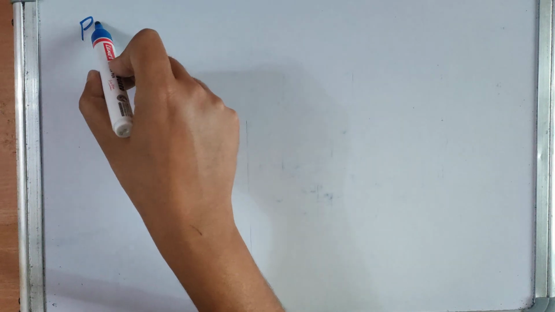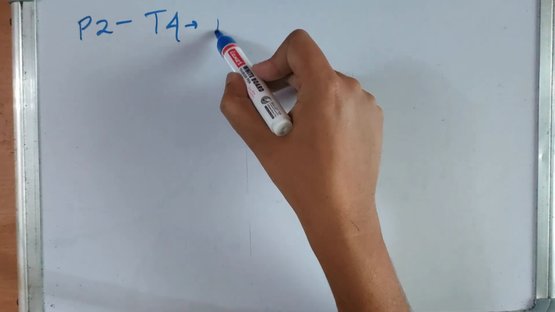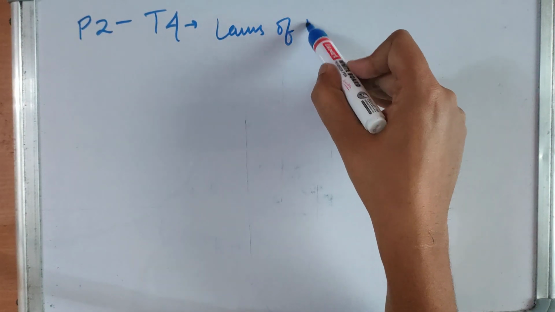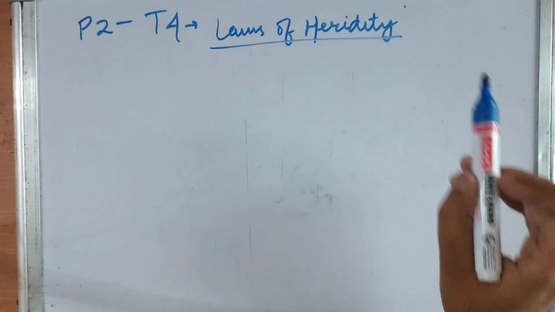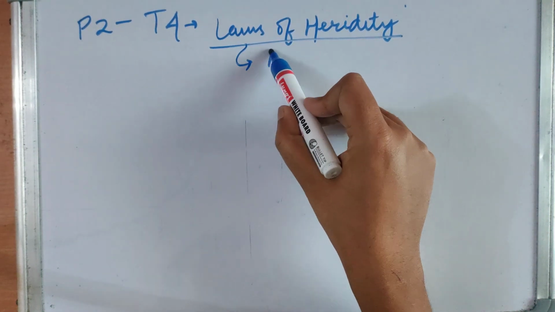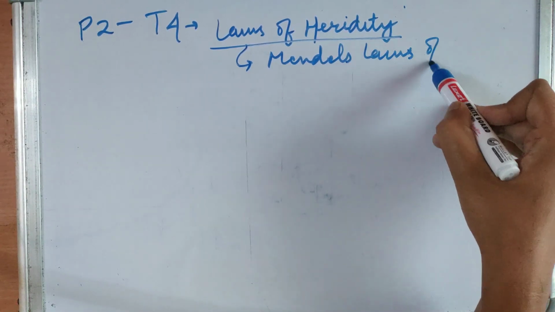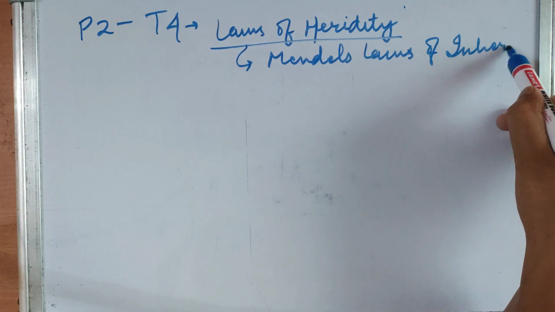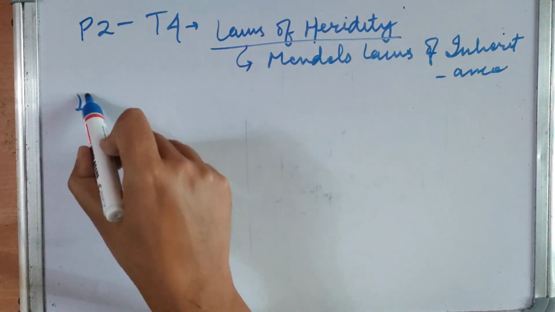So today we are going to do topic 4 of paper 2, that is laws of heredity. Laws of heredity are also known as Mendel's laws of inheritance. So the first law is the law of dominance.